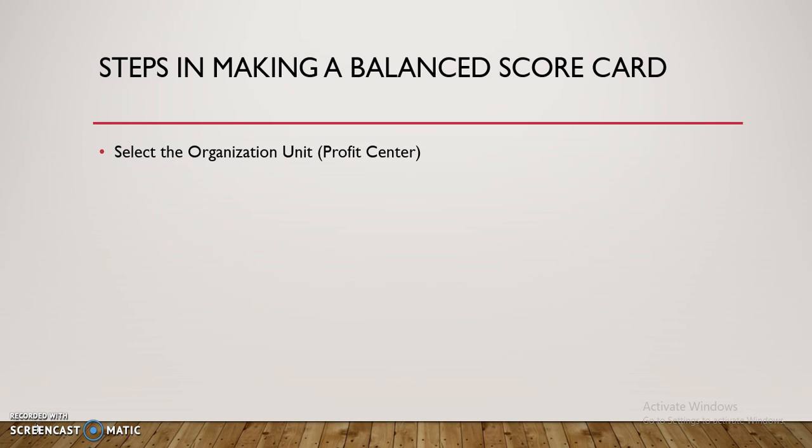Select the organization unit. This is the first step. It means profit center. For example, in our hotel, we have different profit centers. We have the F&B unit, we have the rooms division, and other operating departments like laundry and spa. So we need to define clear, small organizational units, different profit centers or cost centers, which are the different engines of running the company.